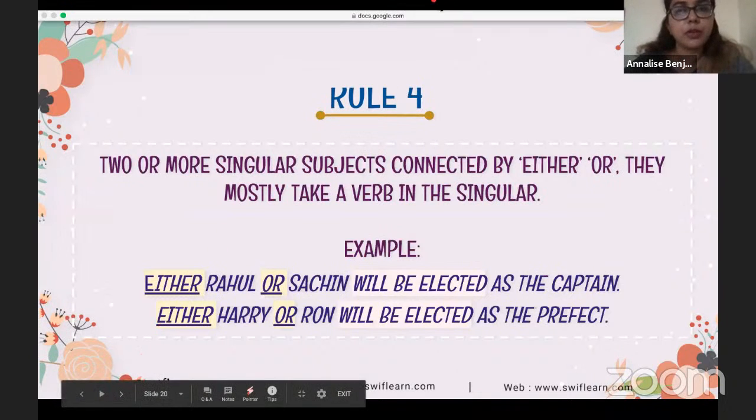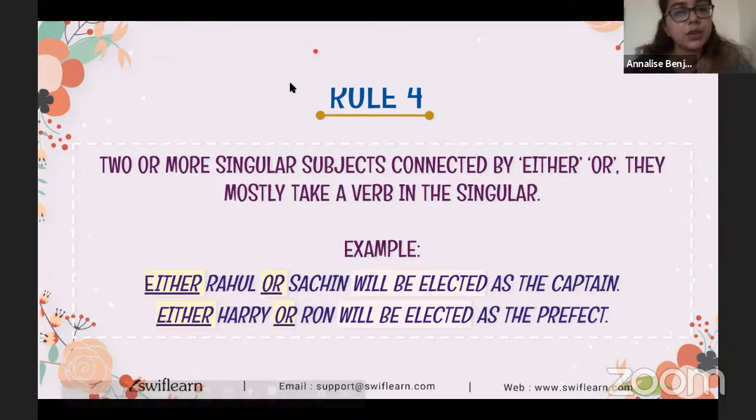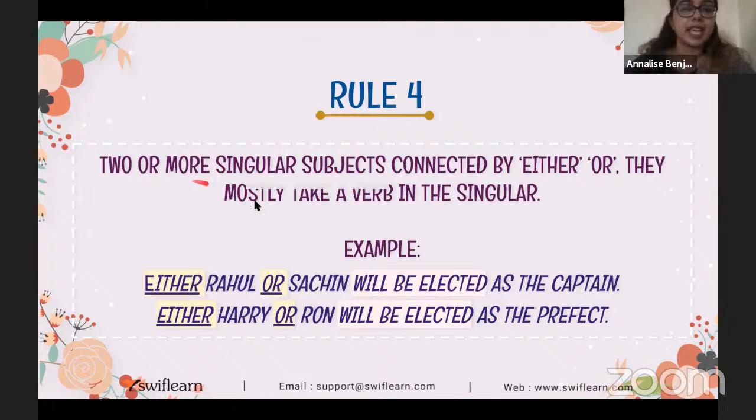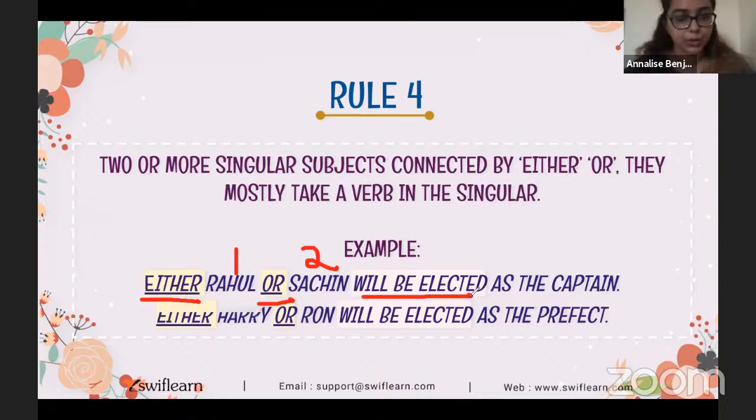In rule number 4, we are talking about two or more singular subjects connected by either or. They mostly take a verb in the singular form. This means if we have two subjects, and these two subjects are connected by either or, then the verb will also be singular. Look at our example. Either Rahul or Sachin will be elected as the captain.